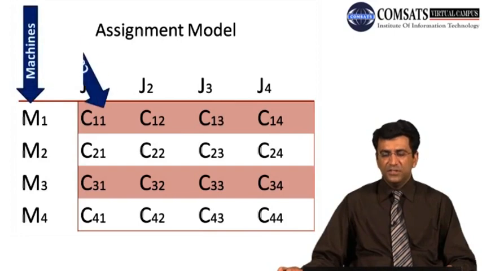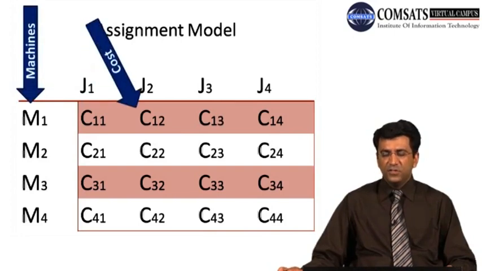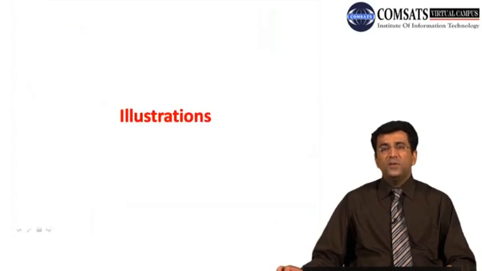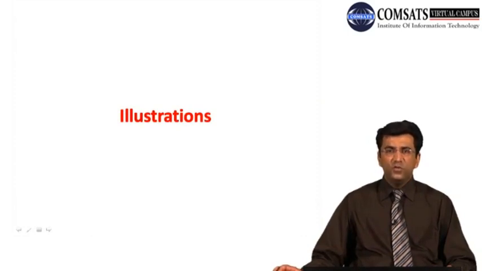So these are the machines, these are the different costs given in the form of a table, and these are the different jobs. Now students, let's discuss different examples of how we will be able to follow those steps which I have just read out in order to find out the optimal assignment for these problems.